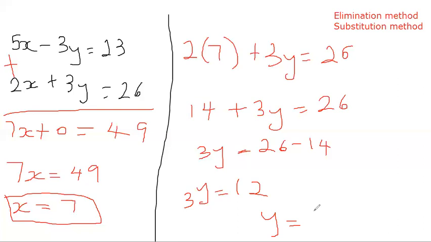12 minus 3? I said not minus, you divide, because it is 3y, not 3 plus y. So 12 divided by 3, right? Which will give you 4. So y is 4 and x is 7. Is that clear?